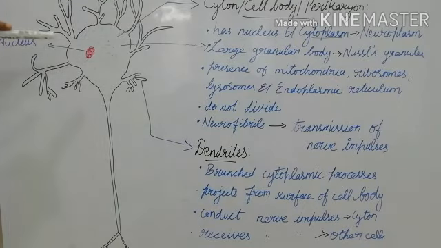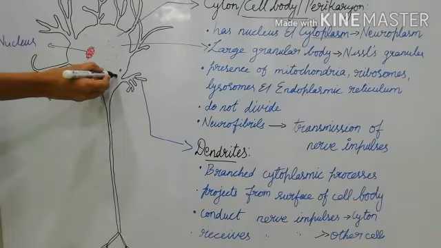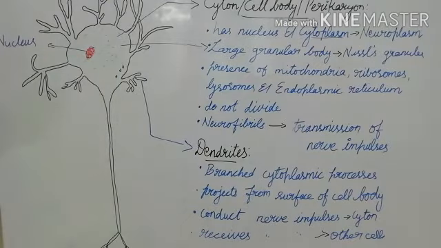Like the other cells we studied, they will divide, but this nerve cell will not divide. And there are neurofibrils present in the cytoplasm which help in the transmission of nerve impulses. So this is the cyton.